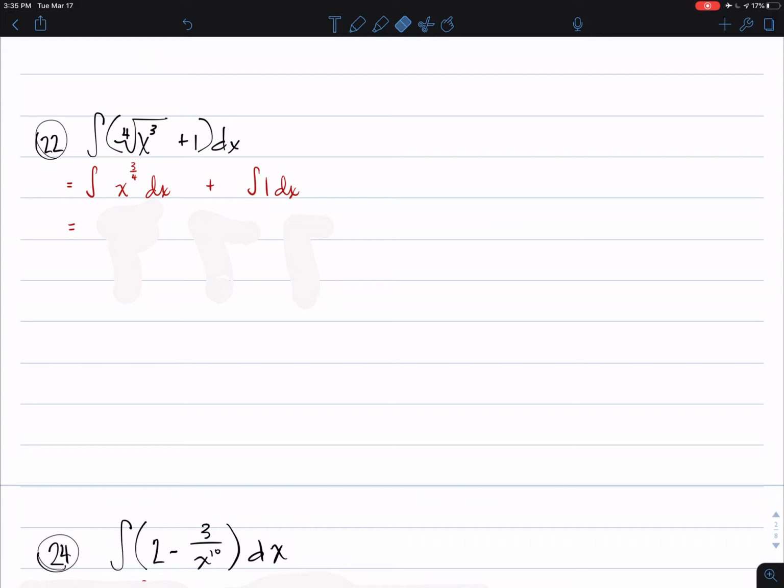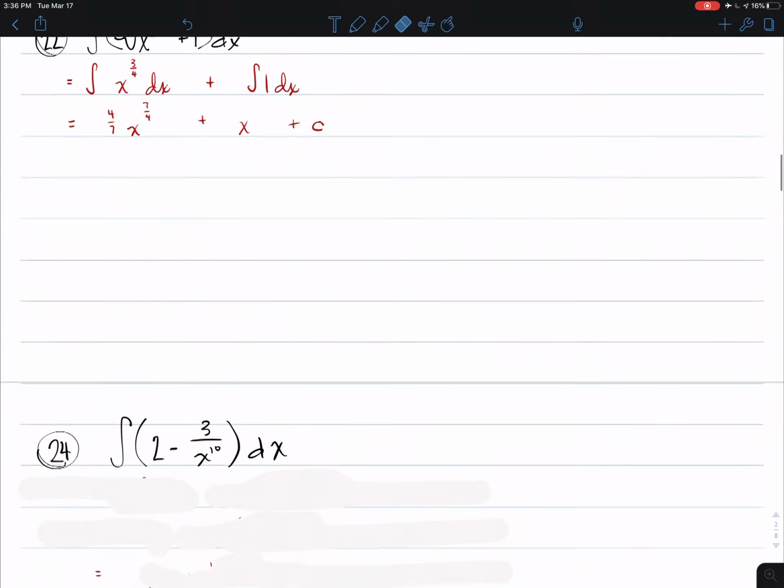So that first piece, let's move our power up by 1. When you take 3/4 and you add 1 to it, that's 3/4 plus 4/4, which is going to be a 7/4. But don't forget to multiply by the reciprocal of that new power out in front. And then remember, when you just have a constant, all you need to do is tack on an x. So this is a 1x, and then I have my plus c. And everything's already cleaned up, so I don't need to go any further with that.